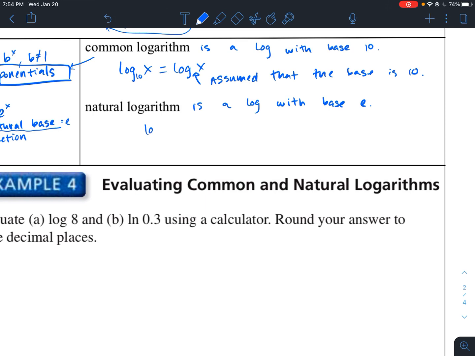Now, log base e of x, we actually just write as ln of x. I don't know why it's ln, because we call it natural log, but ln of x. And again, if you see ln of x, then right here, it's assumed the base is e.